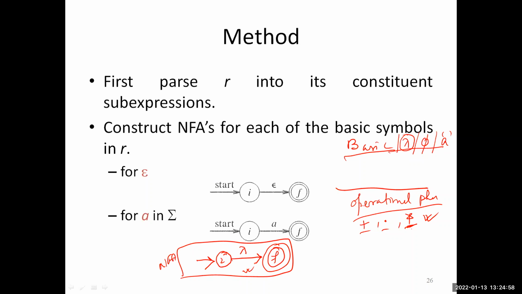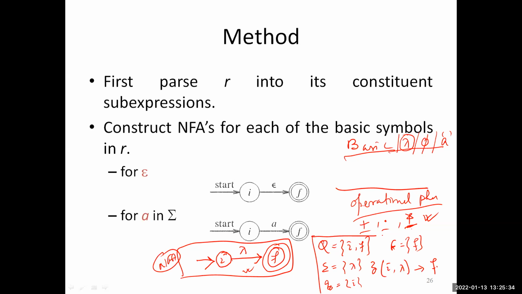Now what exactly have we done? If we are saying that this is an NFA, then I have mentioned what Q is. Q is nothing but I and F. What is sigma? Sigma is lambda. What is Q naught? The initial state is I. What is F? It is small f. And what is delta? Delta is nothing but delta of I comma lambda leads to F. So this is the finite automata or the NFA, which is going to be the output.